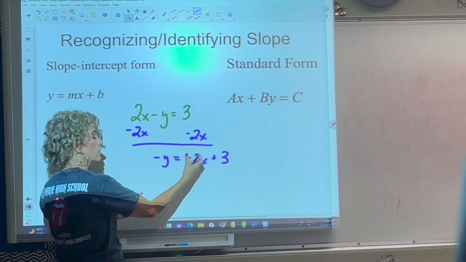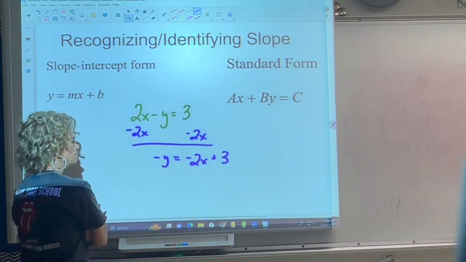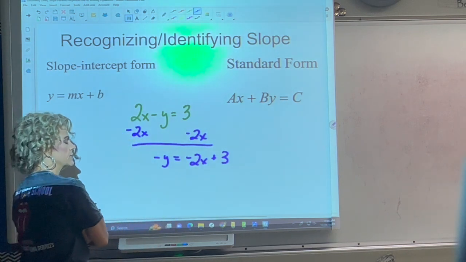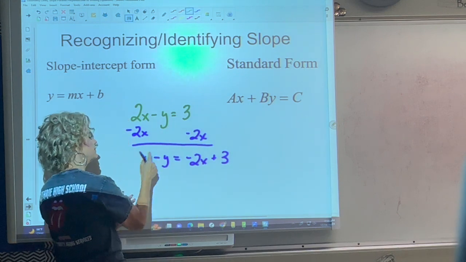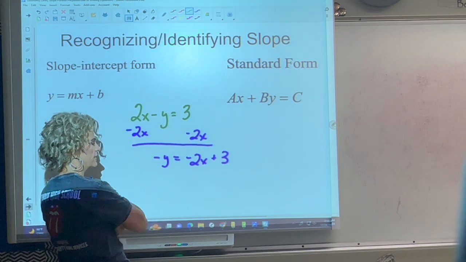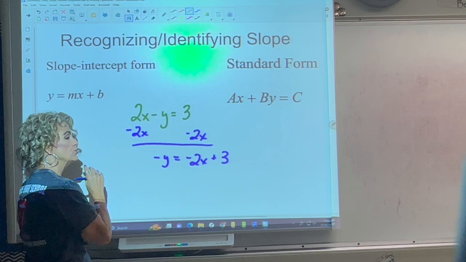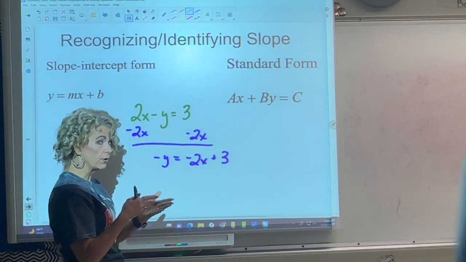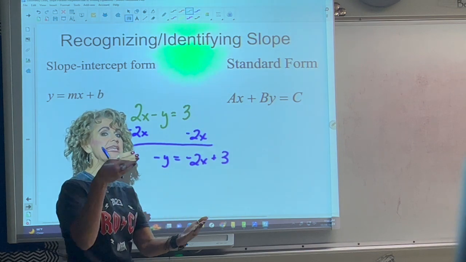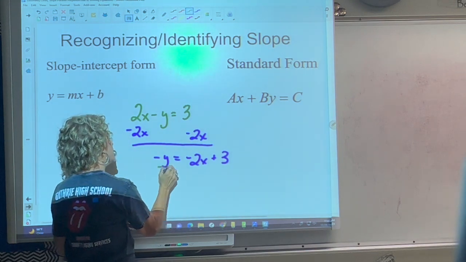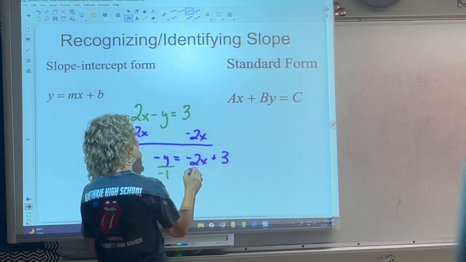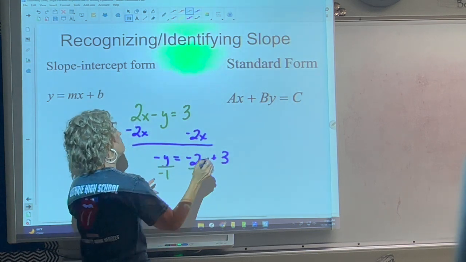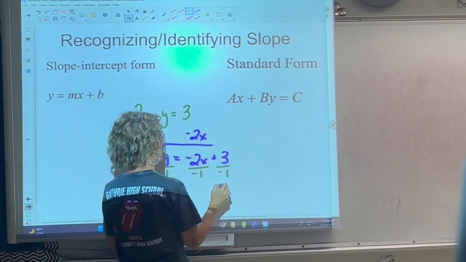Because in slope-intercept form, x is out front. Okay. Well, y is not completely and totally by itself. It is multiplied by a negative 1. That's why you have a negative y. So I have to divide everything by a negative 1. Key word here being everything. So this is divided by negative 1, meaning this is divided by negative 1, meaning this is divided by negative 1.